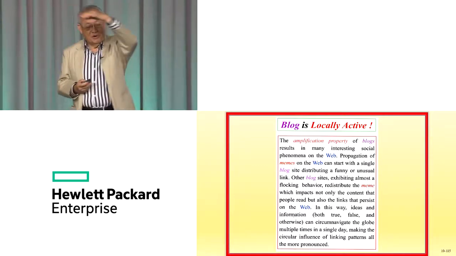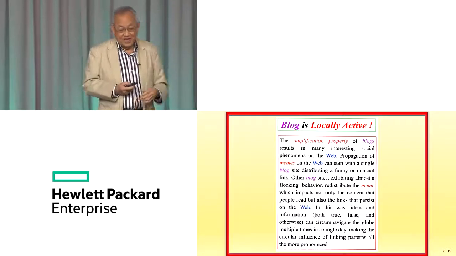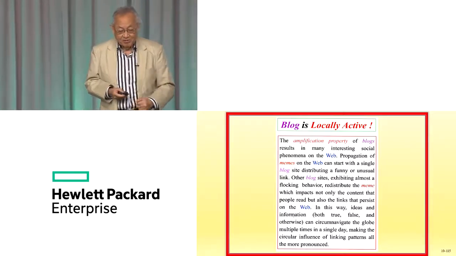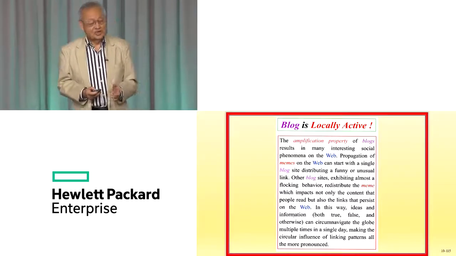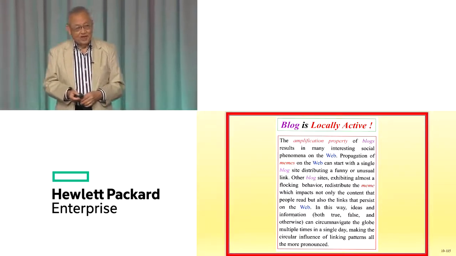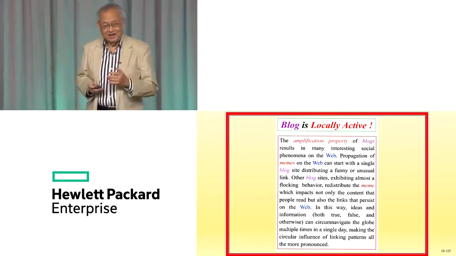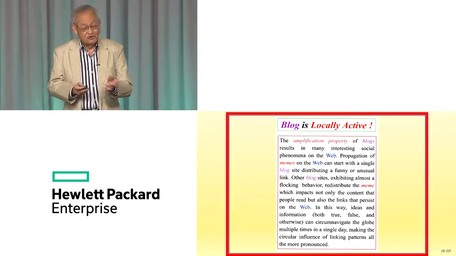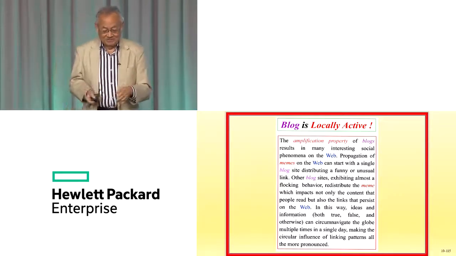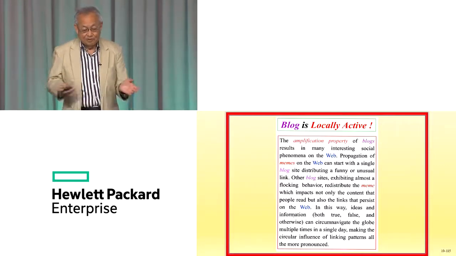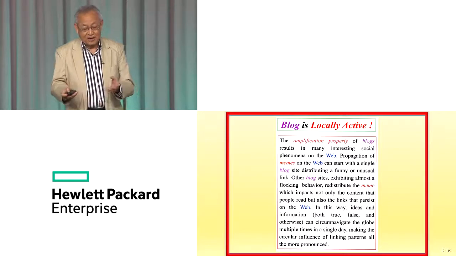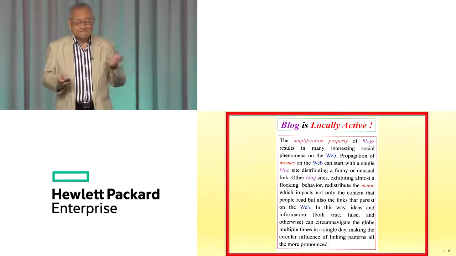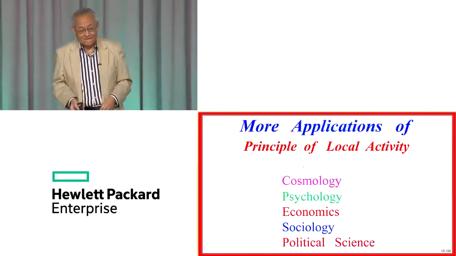Remember all this flocking of birds? The same kind of thing, flocking behavior. They redistribute the meme, which impacts not only the content that people read, but also the links that persist on the web. In this way, ideas and information, true, false, or otherwise, can circumnavigate the globe multiple times in a single day, making the circular influences of linking patterns all the more pronounced. This is local activity, positive feedback, okay?